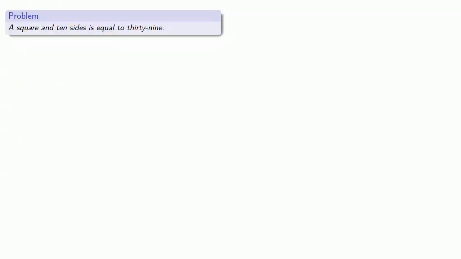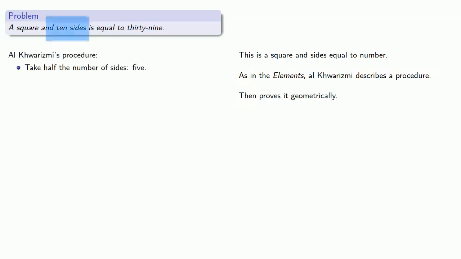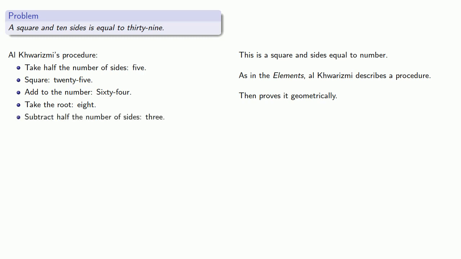So, al-Khwarizmi considers the problem, a square and 10 sides is equal to 39. This is a square and sides equal to number, and as in the Elements, al-Khwarizmi describes a procedure, then proves it geometrically. So al-Khwarizmi's procedure: take half the number of sides, 5. Square the result, 25. Add to the number, 64. Take the root, 8. Then subtract half the number of sides, 3. And our solution is this final result.